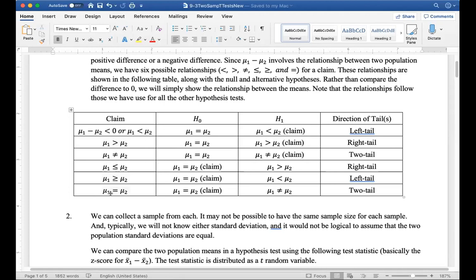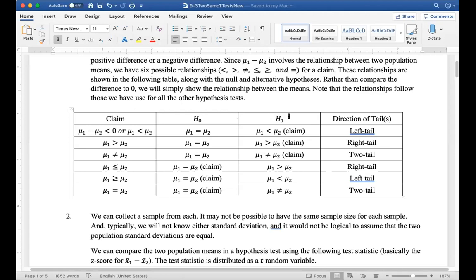And since we're using the same relationships we've used for claims in all of our other hypothesis testing, H0 and H1, the null and alternate hypotheses, are going to basically be the same relative relationships. And H0, the null hypothesis, which will basically be the assumption as well, is always that the two are equal. In other words, the difference is 0, okay? So mu1 equals mu2 is always the null hypothesis here.